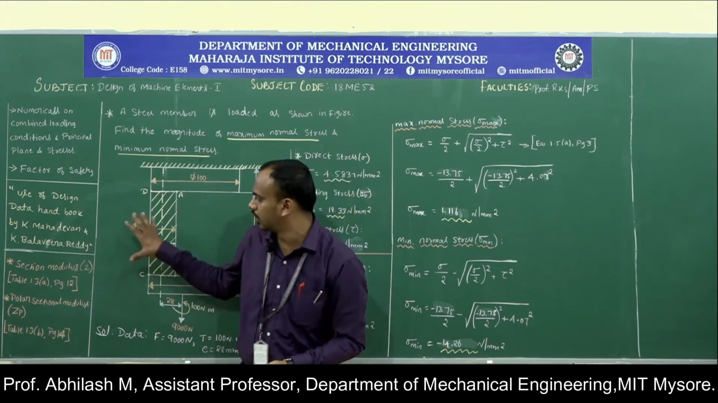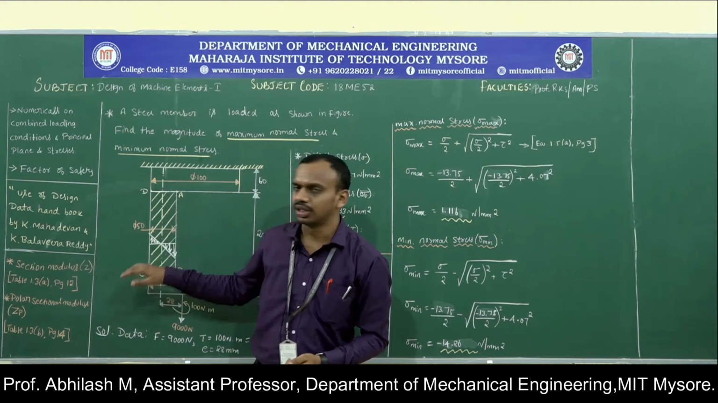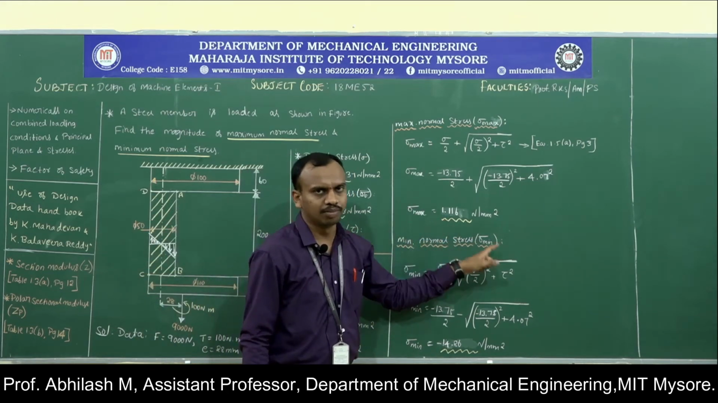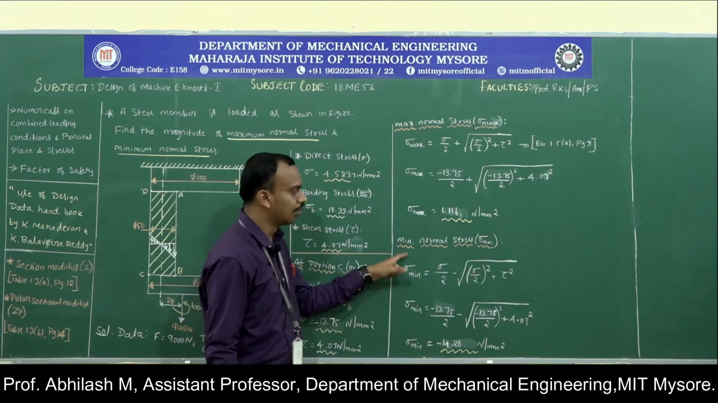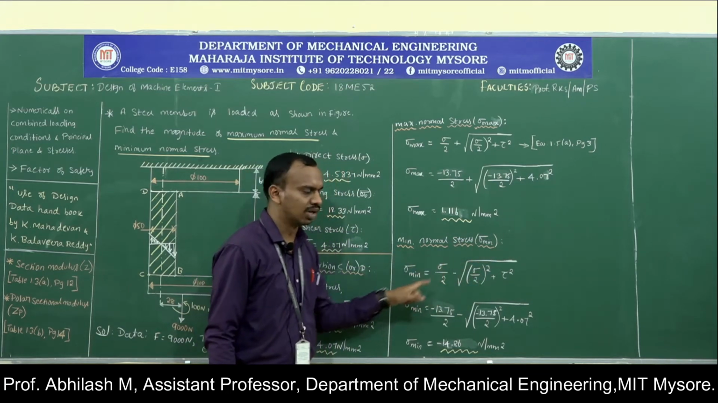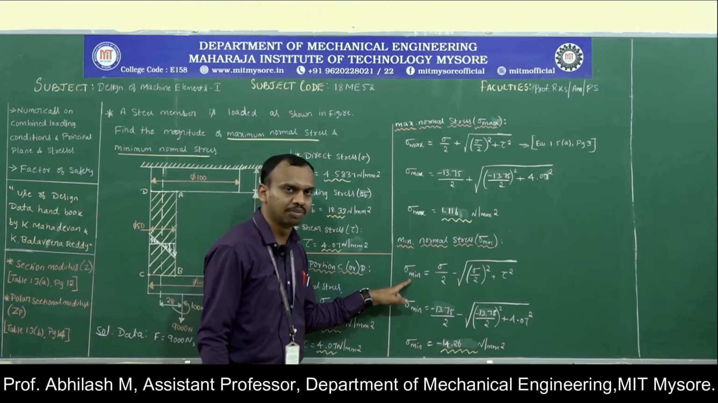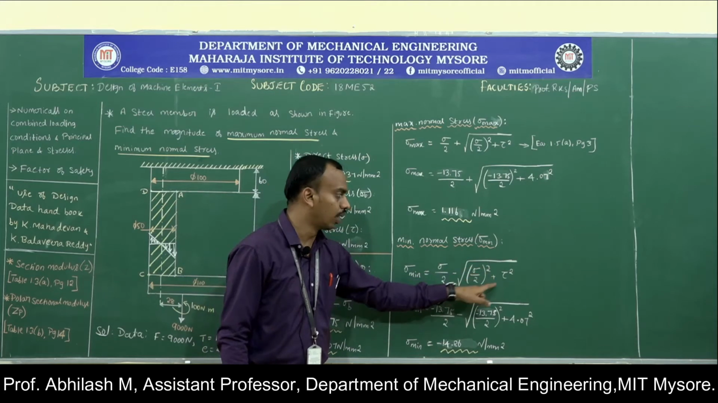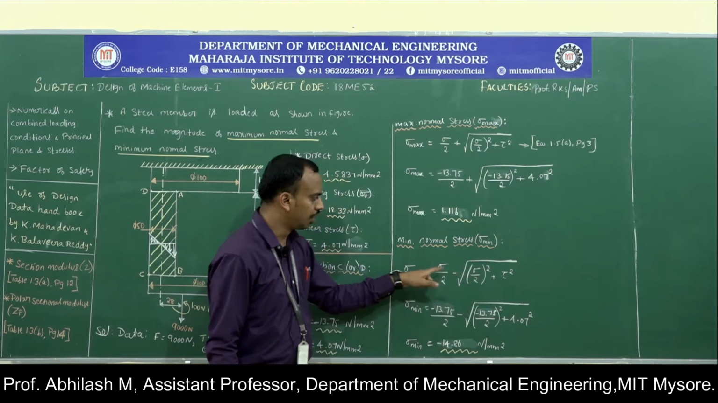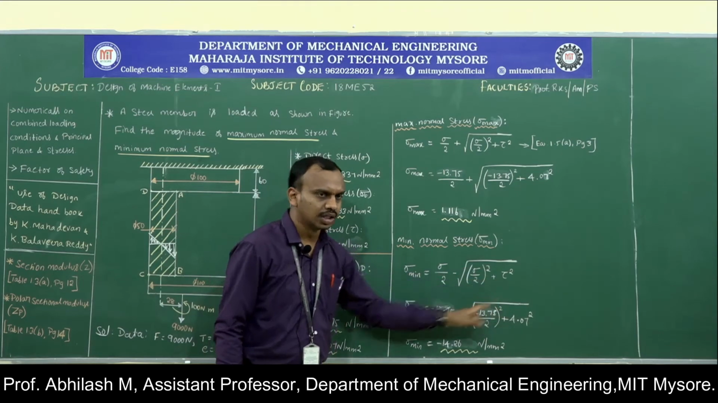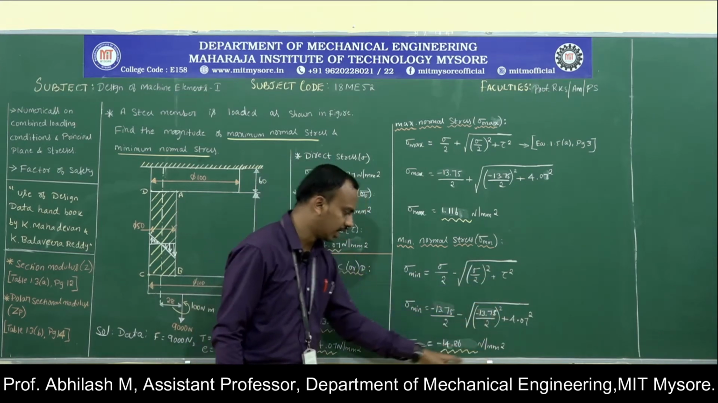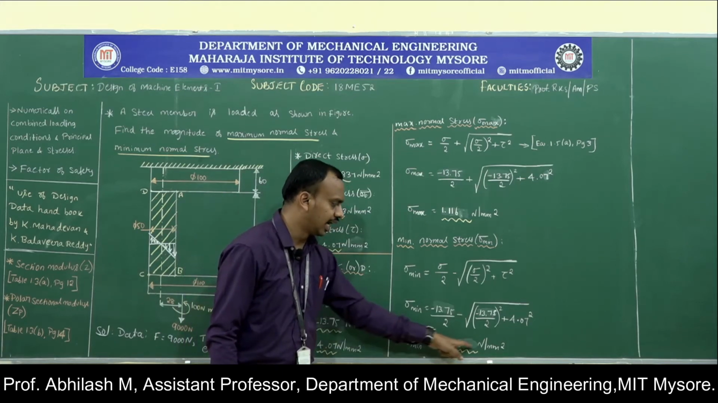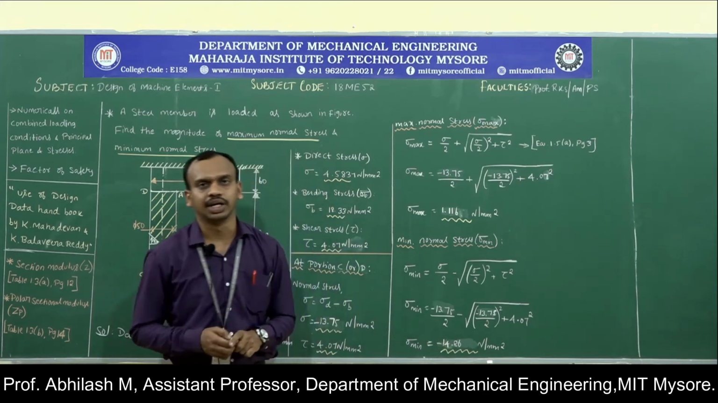We know that this portion is majorly subjected to compression, hence the maximum stress value is 1.11 Newton per millimeter square. Similarly, the minimum normal stress, that is sigma minimum, is given by sigma by 2 minus square root of (sigma by 2) square plus tau square. Substituting the values of sigma and tau, the minimum normal stress acting at the portion C or D is minus 14.86 Newton per millimeter square.